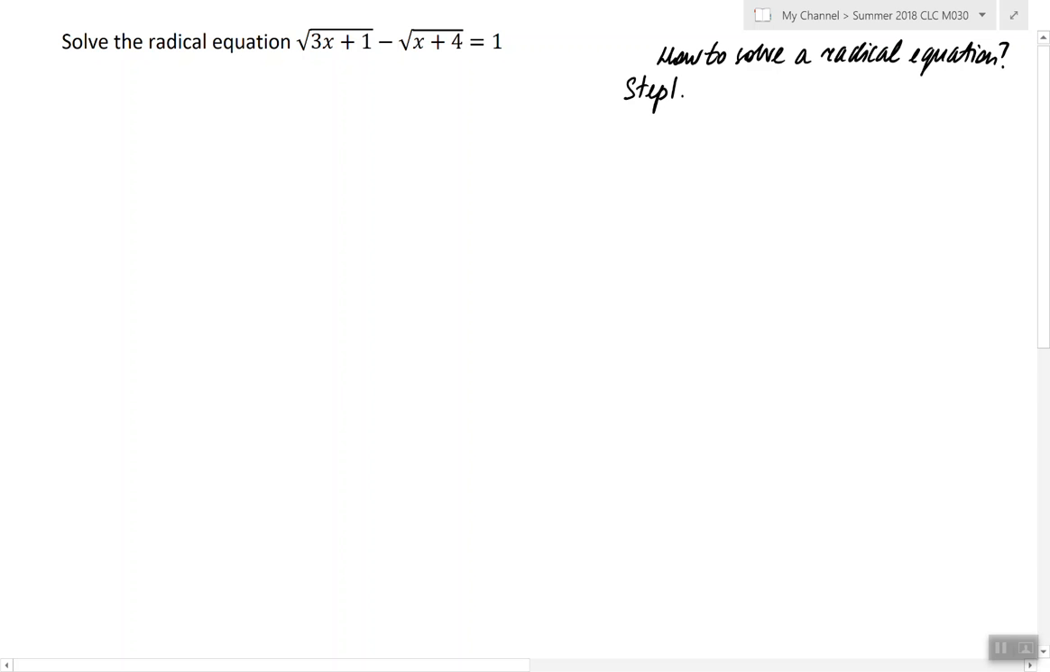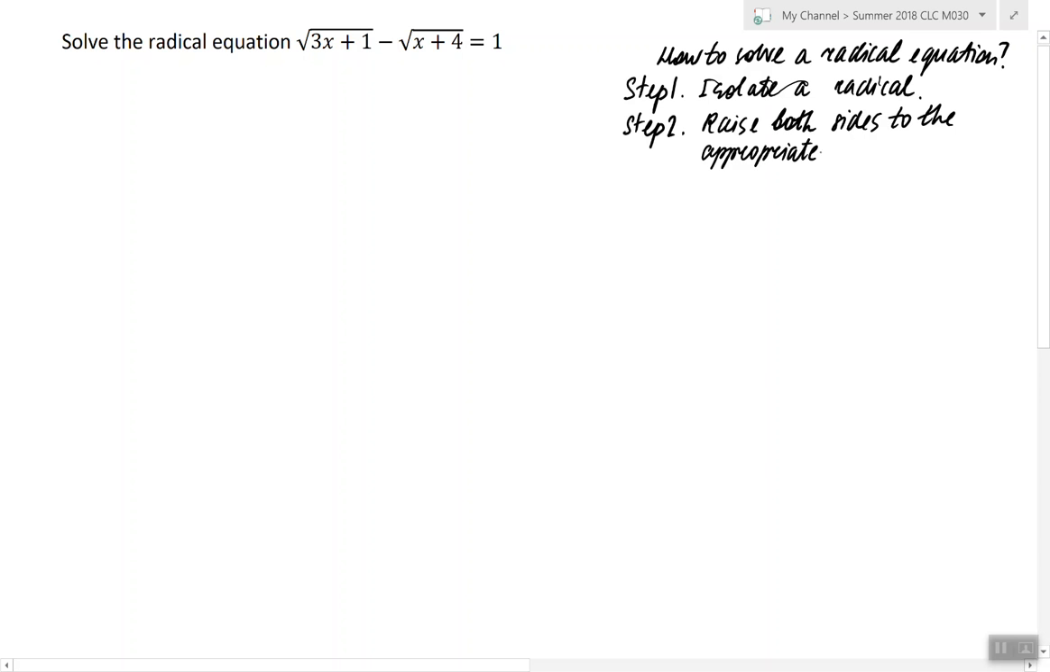So how do we solve a radical equation? Step 1 will be to isolate a radical. So if your expression has multiple radicals, then just pick one and isolate it. Step 2 will be to raise both sides to the appropriate power.